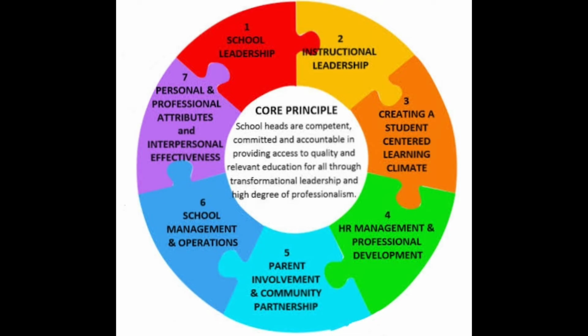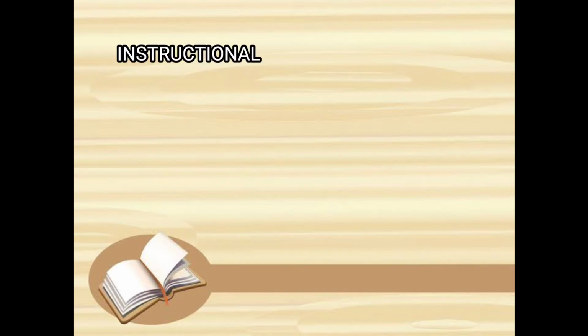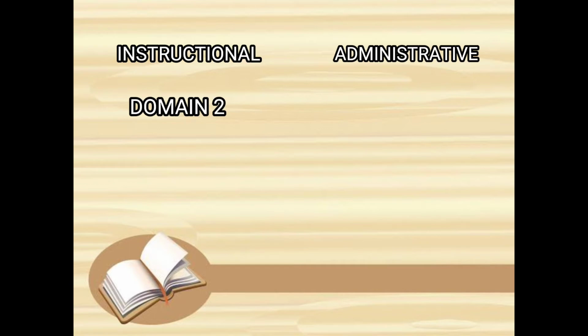Now that we know the 7 domains of the National Competency-Based Standards for School Heads, let's identify which are instructional and administrative. On instructional, we have Domain 2, Instructional Leadership, and Domain 3, Creating a Student-Centered Learning Climate. Domain 2 is Instructional Leadership itself, and Domain 3 is part of Instructional Leadership.